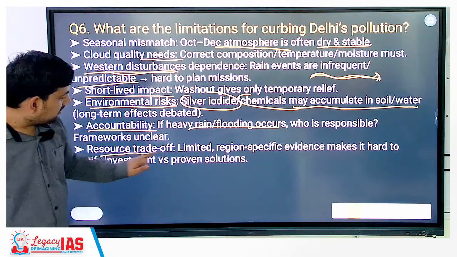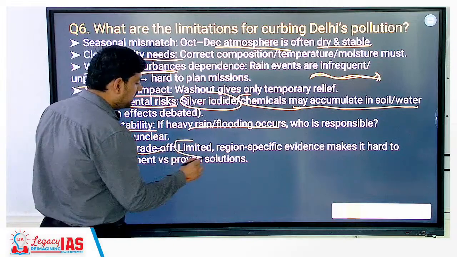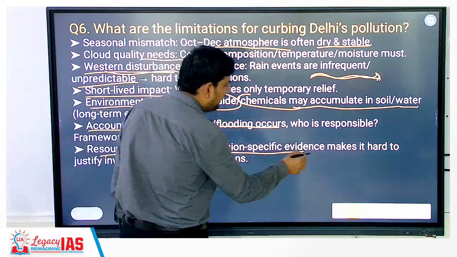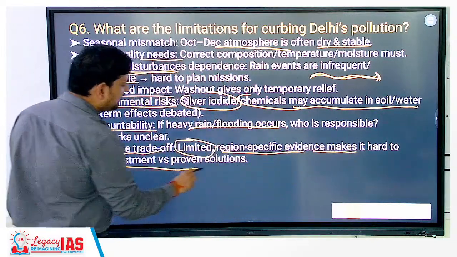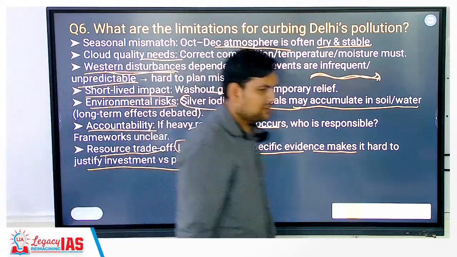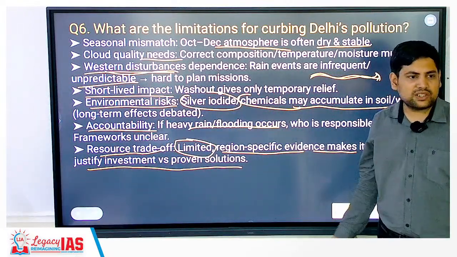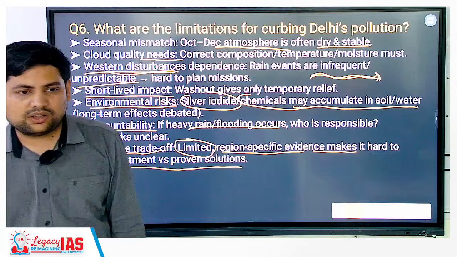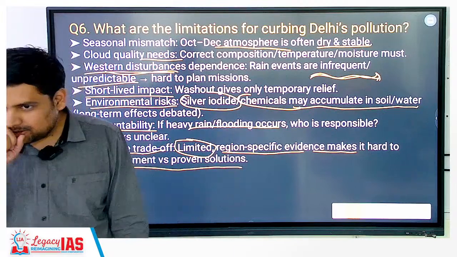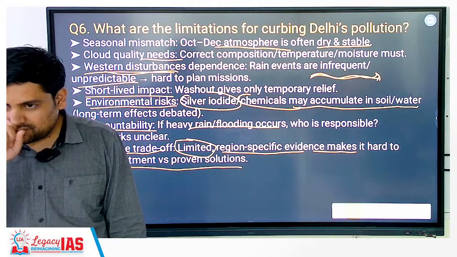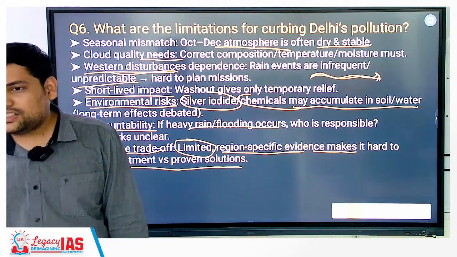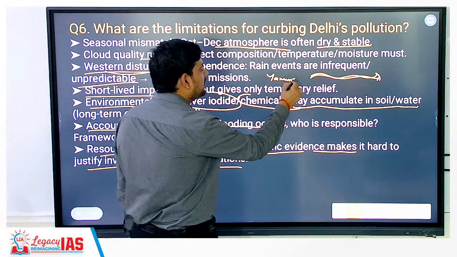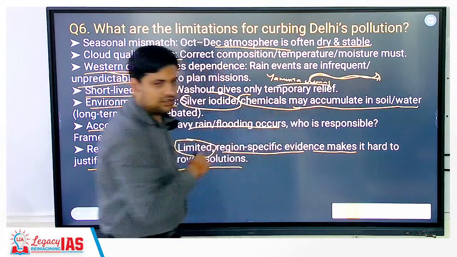Then last is resource trade-off. We have limited resources in India. The Delhi government also has limited resources. Region-specific evidence makes it hard to justify investment versus proven solutions. Instead of this, we have other solutions that can work much better. This will cost a lot of money, and if we continue the emissions, after 1 week we are at the same spot. But there are many political reasons why the government is thinking of this. There are elections. Like, if you know, one thing is getting very famous about Yamuna: Yamuna cleaning is getting in the news a lot.